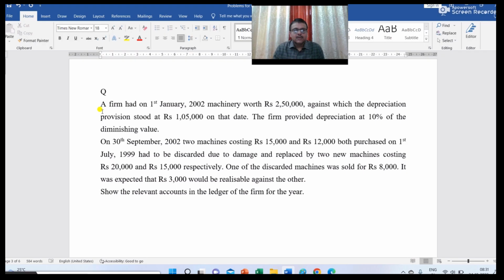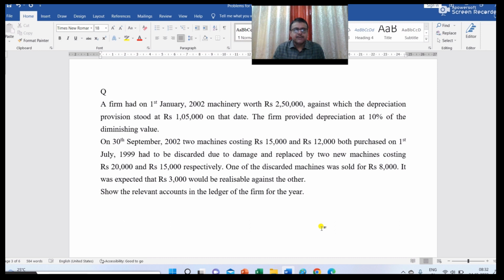A firm had on 1st January 2002 machinery worth rupees 2,50,000 against which the depreciation provision stood at rupees 1,05,000 on that date. The firm provided depreciation at 10% of the diminishing value.